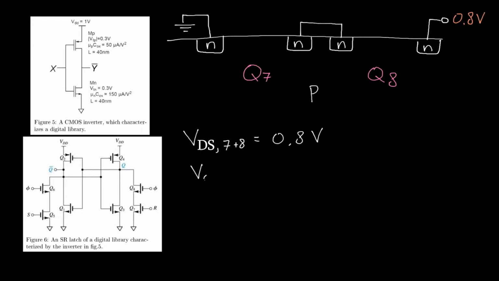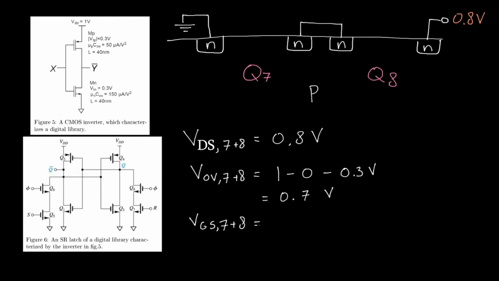And what would be the overdrive voltage of this big transistor 7 plus 8? Well, it would be the gate source voltage, and we just wrote down in the figure that the gate voltage is 1 volt, so that would be 1 minus the source voltage. Now the source voltage of this big transistor would be the ground, so that's 0. And we then have to subtract the threshold voltage, and that is 0.3 volts. So that is 0.7 volts.